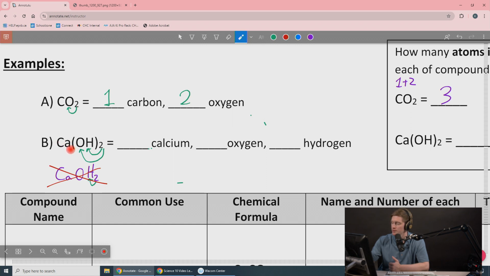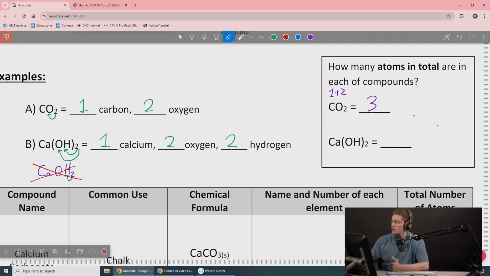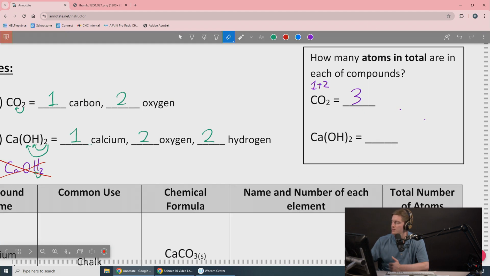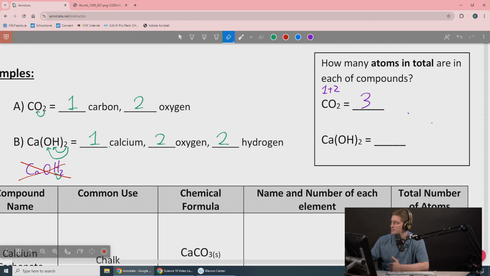There's no little subscript to the right of the calcium, so we have 1 calcium. And this subscript applies to both the oxygen and the hydrogen, so we have 2 oxygen and 2 hydrogen. If we are adding up how many atoms in total are in each of these compounds, this one is called calcium hydroxide. We would add up 1 plus 2 plus 2. That's 5 atoms total.